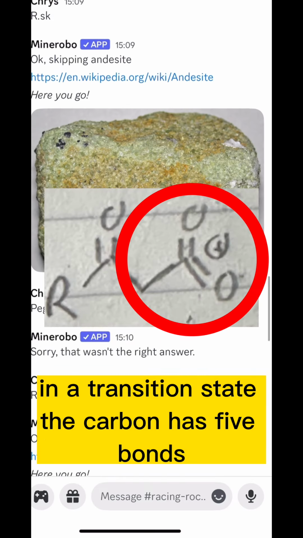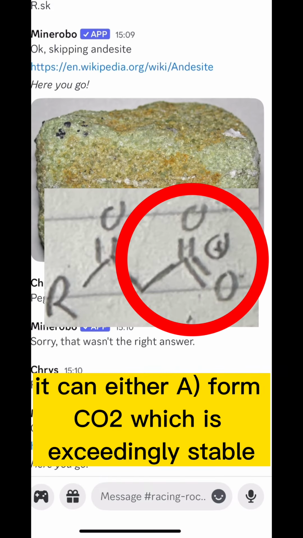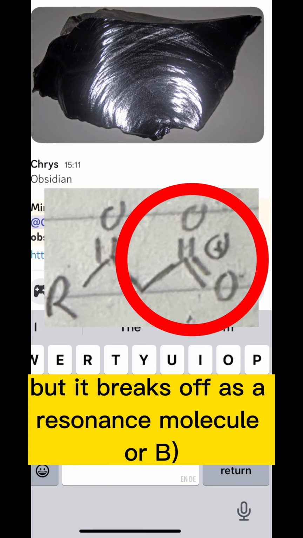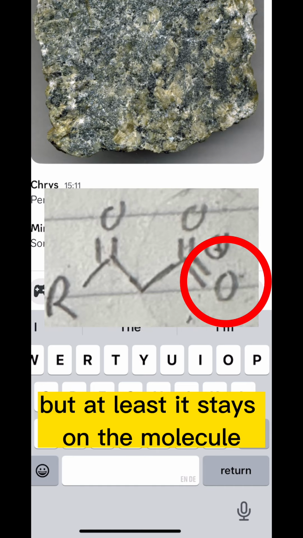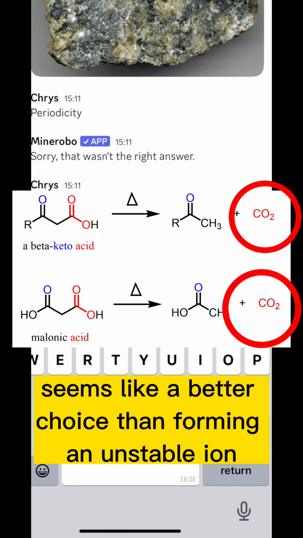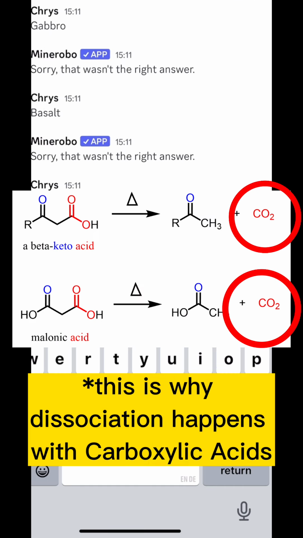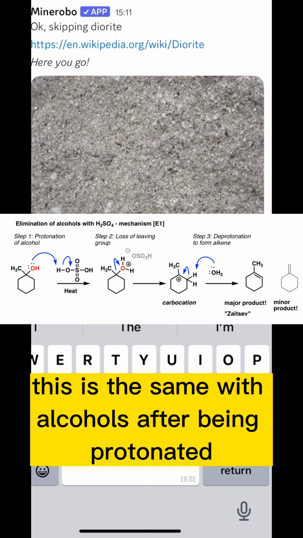In the transition state, the carbon has 5 bonds. It could either A, form CO2, which is exceedingly stable, but it breaks off from the rest of the molecule, or B, break off one of the hydrogens, forming an anion, which is not energetically favorable, but at least it stays on the molecule. It'll choose A simply because CO2 seems like a better choice than forming an unstable ion. So that's why carbon splits and why dissociation happens. This is the same with alcohols after being protonated.